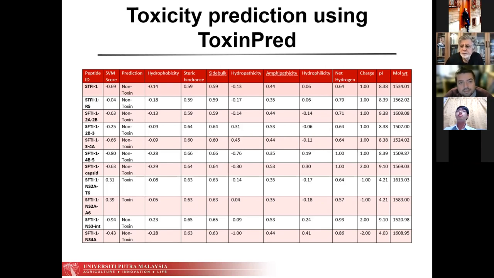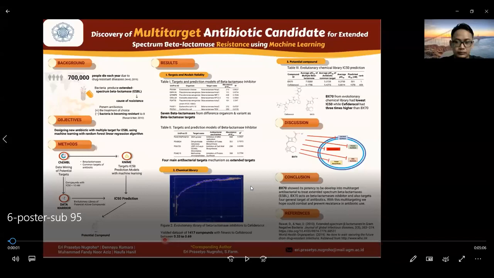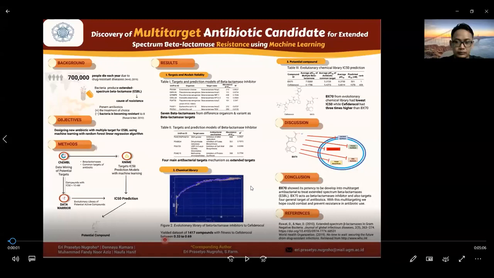All right, thank you. It was a good presentation, had a good flow. Okay, yeah, thank you. Let's thank Tai again and go to the next talk. Next one is a poster again. And the title is Discovery of Antibiotic Candidate for Extended Spectrum Beta Lactamase Using Multi-Target Machine Learning. That was an interesting title. Okay, let's see.